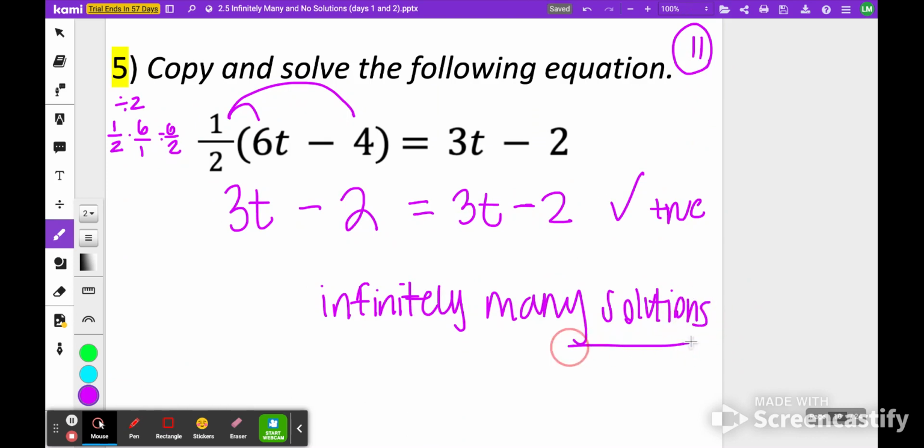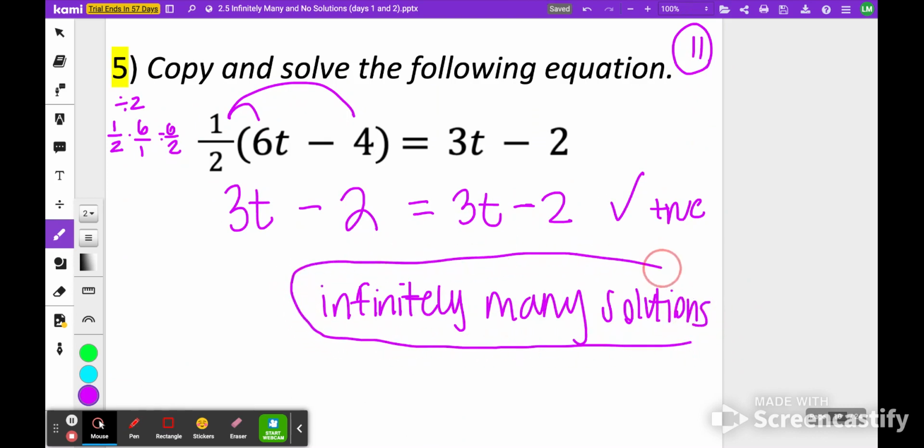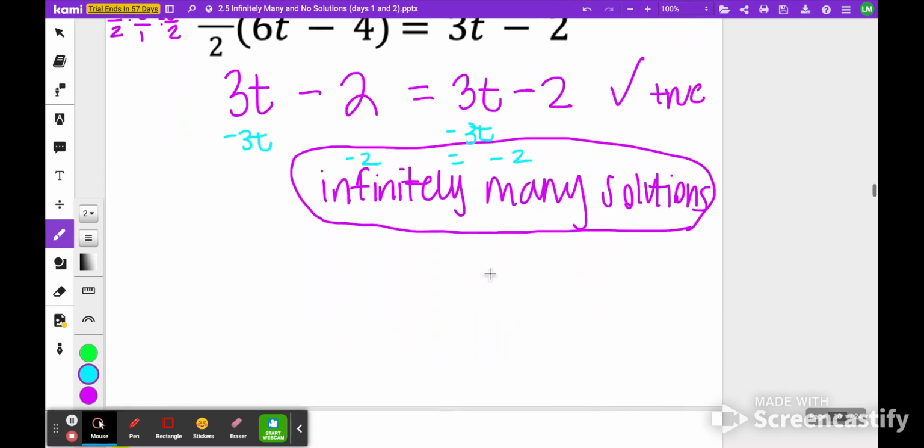I didn't even have to move the variables. However, if you did, you could subtract 3t from both sides, and you get negative 2 is equal to negative 2.